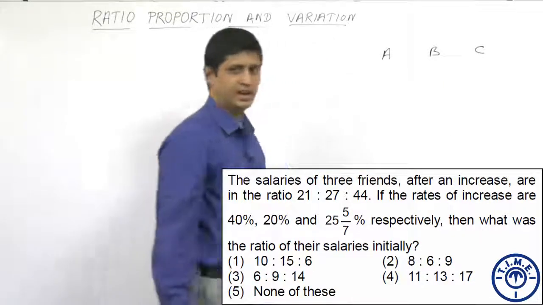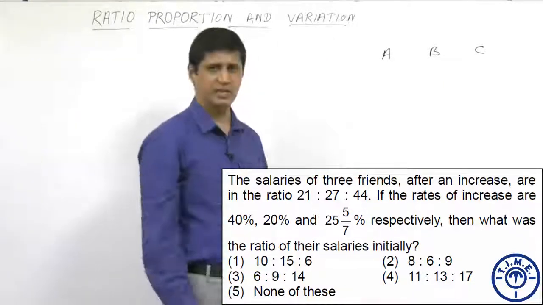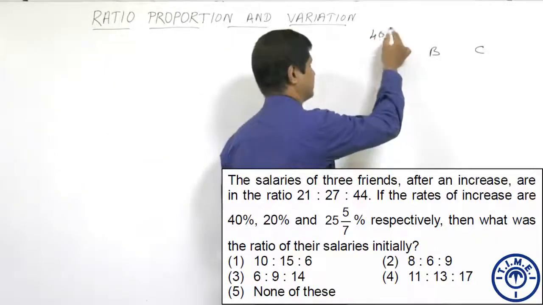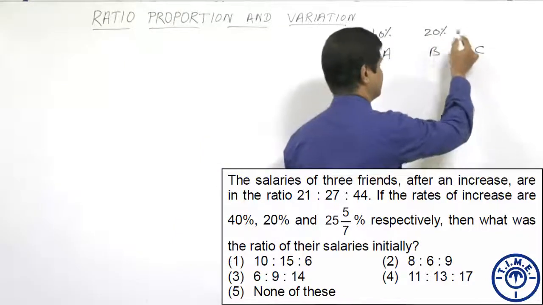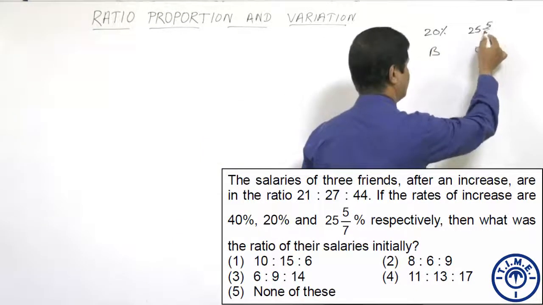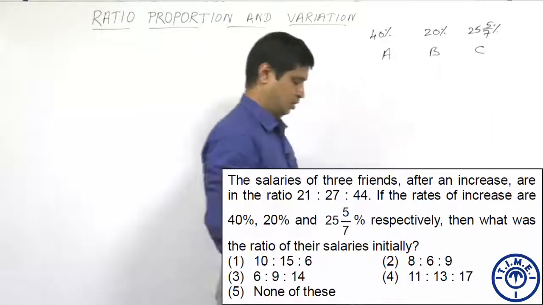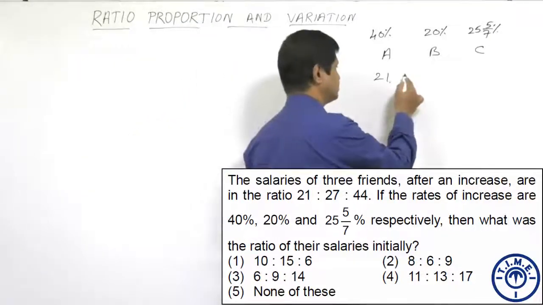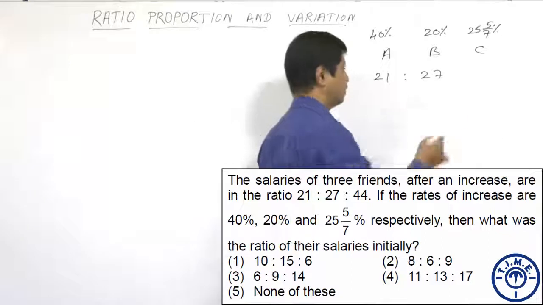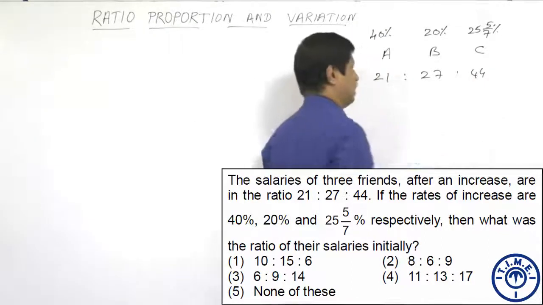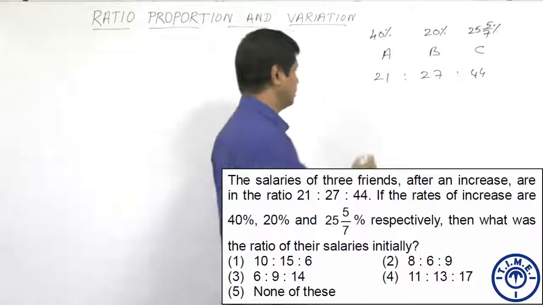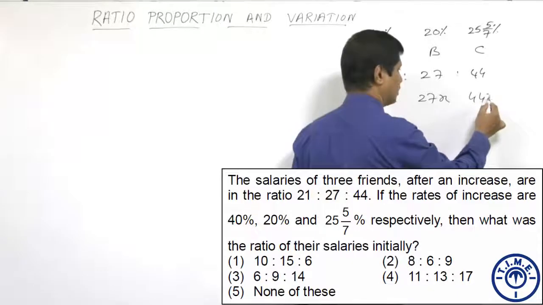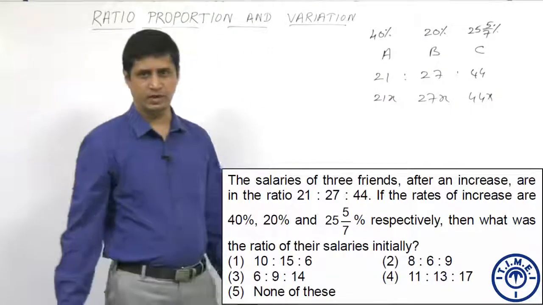Now I am taking the three friends as A, B and C, and their salaries are A, B and C. The first person's salary increases by 40%, the second by 20%, the third by 25 5/7%. What is the ratio after the increase? 21 : 27 : 44. I am using x as a variable, so the values are 21x, 27x and 44x. These are the values after the increase.